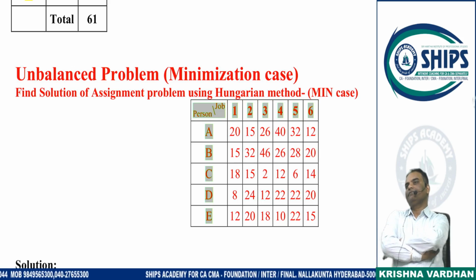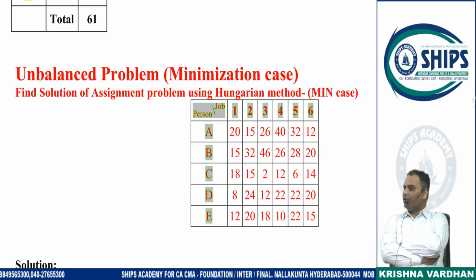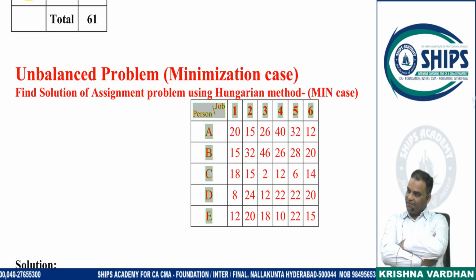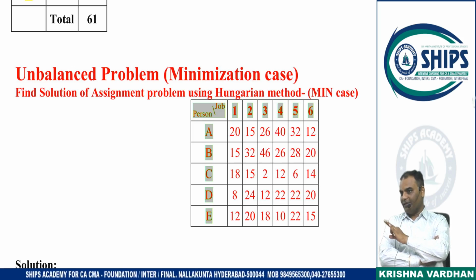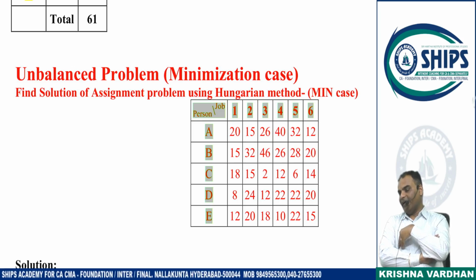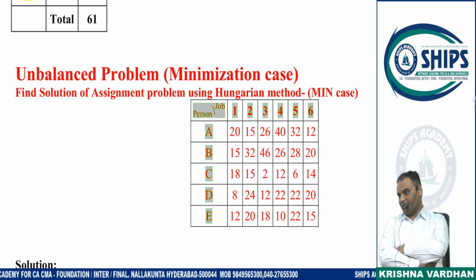Unbalanced case. And students, by default, you should know all these variations. Maximization, unbalanced, restricted prohibited entry, or conditional, we say, traveling salesman problem, and problem with multiple optimal solution, right?